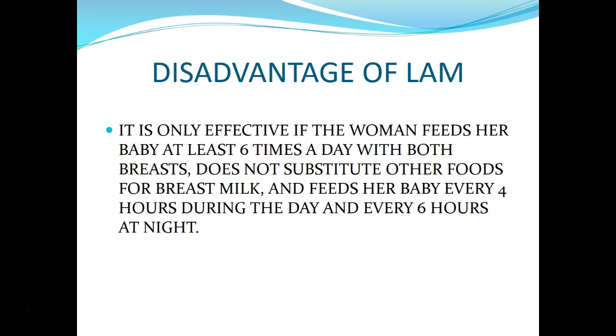So here you go. It's only effective if the woman feeds her baby 6 times a day with both breasts, and does not substitute other foods for breast milk, and feeds her baby every 4 hours during the day and every 6 hours at night. So that's a pretty regimented schedule to have to stick to if you're going to rely on this natural method of contraception.